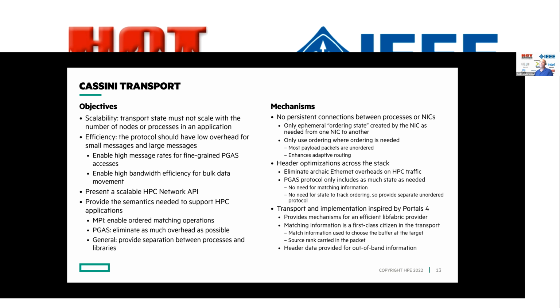We wanted to be efficient, and we wanted to be efficient both for high bandwidth transfers as well as for fine-grained PGAS accesses. In the past, there have been networks from Cray that were really efficient for PGAS, but not so much bulk data. And then there have been networks from others that were more efficient at bulk data and not so much PGAS. We wanted to achieve both, and so we've done that with the transport design for Cassini.